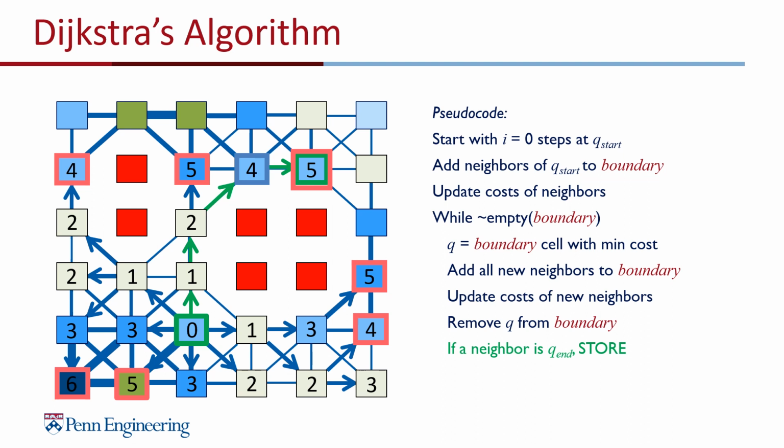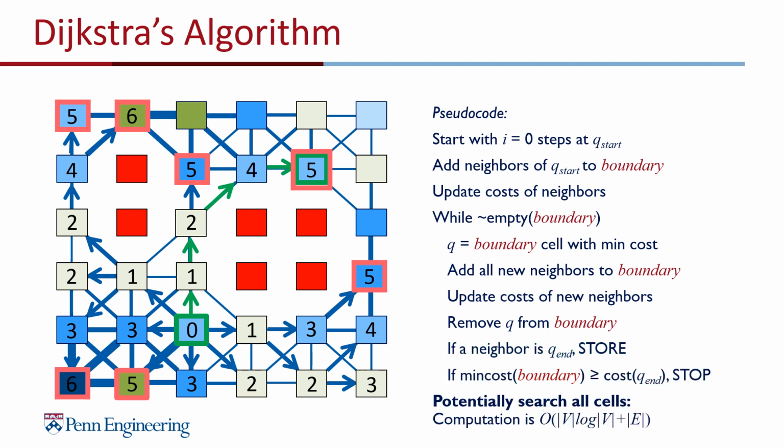But are we done? Have we found the best path to the goal? Not necessarily. We see that there's still other nodes that have a cost that's lower than the cost of our goal. So we're going to continue expanding them until we reach a situation that we have now, where the lowest cost of the cells in our boundary is the cost of the goal. And now we know that the last path that we stored, that is the optimal path to the goal.